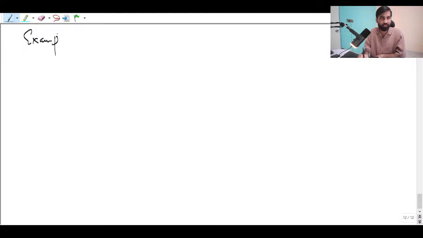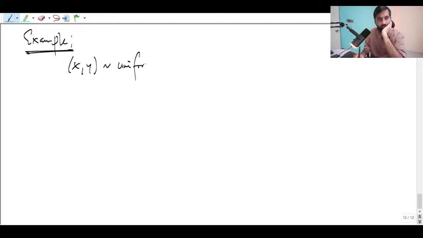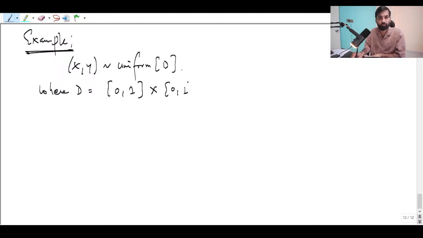Let us take the next example for uniform only, right? And your X and Y, your distribution is uniform in a particular region, right? Suppose I say that random variables X and Y are uniform in D, where D is going to be [0,1] × [0,1] union [1,2] × [0,2].